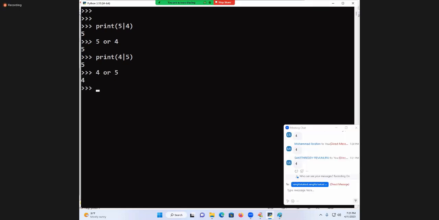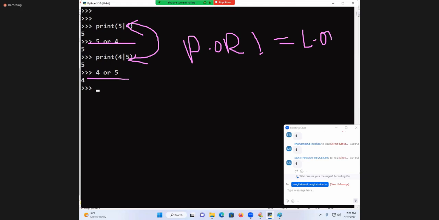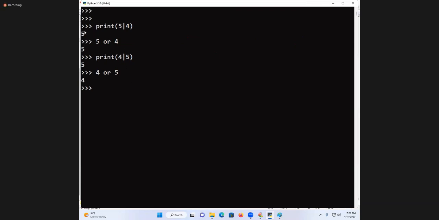So here only there is a difference, is there or not? But this is going to be what? Same. So is it similar to this bitwise OR? Logical OR is not at all equal to bitwise OR. It is totally different. Okay, students.